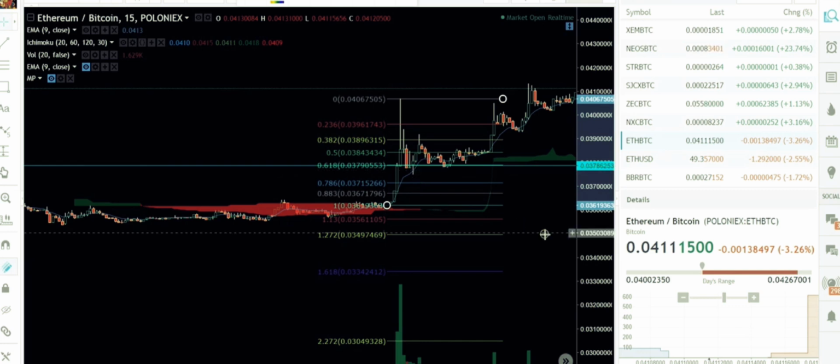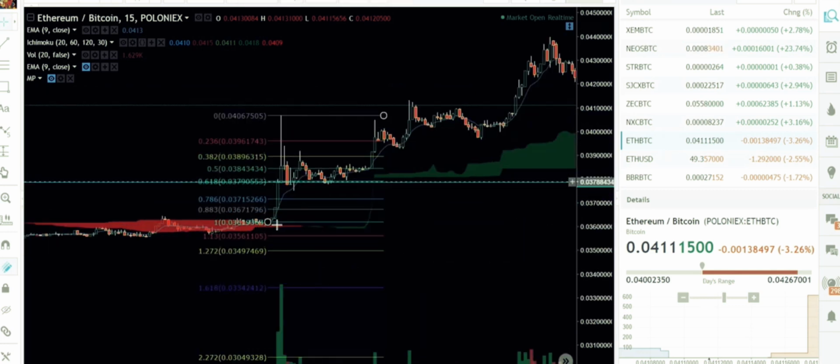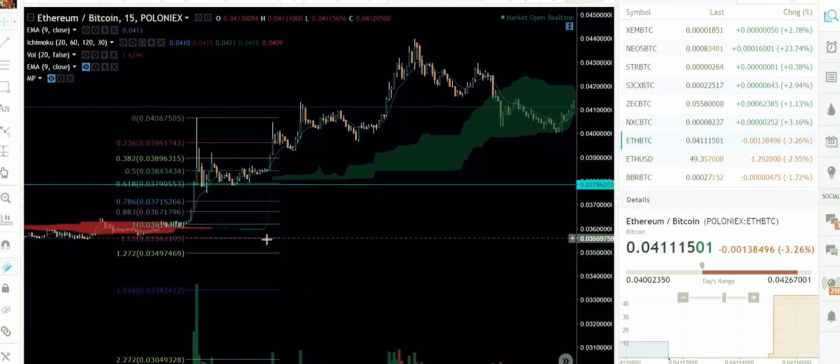Okay, and so now we have a little bit of indication that this thing just pushed us above the hourly cloud. It's consolidating now on top of the hourly cloud at this blue line, which is also the 61% retracement of this impulsive move out. There's a pretty good chance that we would want to get in here for an upcoming move to come.